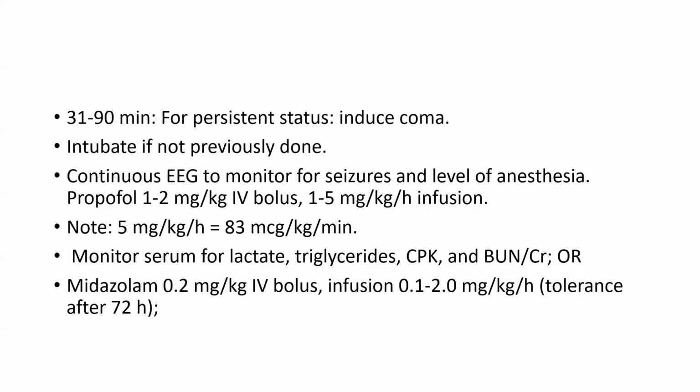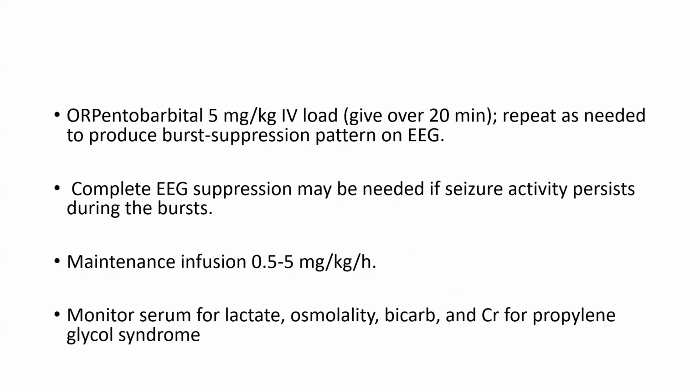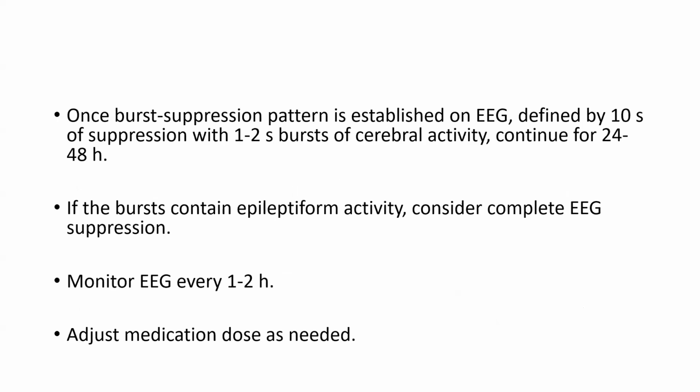Or we can also administer midazolam, that is 0.2 mg per kg IV bolus, or we can also give it in infusion form, that is 0.1 to 2 mg per kg per hour. Or the next agent that we can use is pentobarbital, that is 5 mg per kg IV load, given over 20 minutes or repeated as needed to produce a burst suppression pattern on EEG. Complete EEG suppression may be needed if seizure activity persists during the burst. The maintenance infusion that we can administer is 0.5 to 5 mg per kg per hour. Then monitor serum lactate, osmolarity, bicarbonate, and creatinine for propylene glycol syndrome.